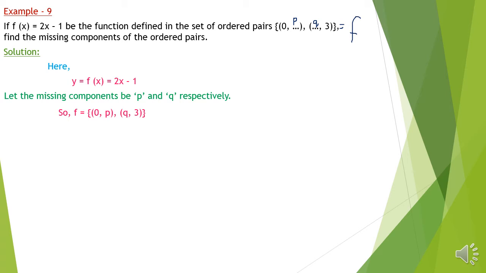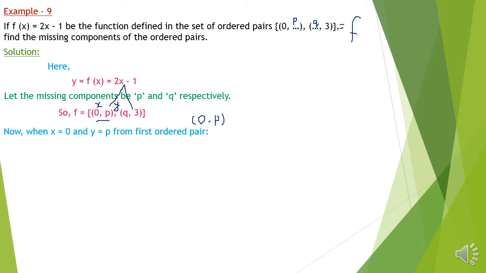Now these ordered pairs belong to this function. In an ordered pair, what is there? The first part is the antecedent, that is x, and the second part is the consequence, that is y. So we can easily find the value of the missing component, isn't it? Because 0 is x, y is p. The antecedent is x. You can say it is a pre-image, it is an image, it is an input, it is an output. So let's use that: when x is equal to 0 and y is equal to p, for the first ordered pair, which is (0, p).